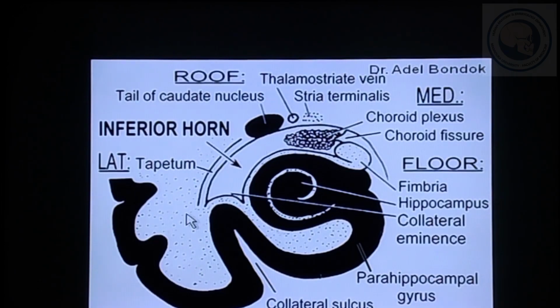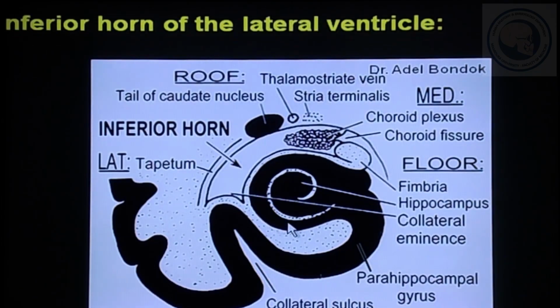Remember that the inferior horn of the lateral ventricle is situated in the temporal lobe. And in the temporal lobe, you remember that we have three structures passing from medial to lateral, which are tapetum, optic radiation, and inferior longitudinal fasciculus. So, again, the roof is the tail of caudate, the floor is the collateral eminence and the elevation related to the hippocampus covered on its medial surface by the fimbria. Medially, you will find the choroid plexus, and laterally the three structures.